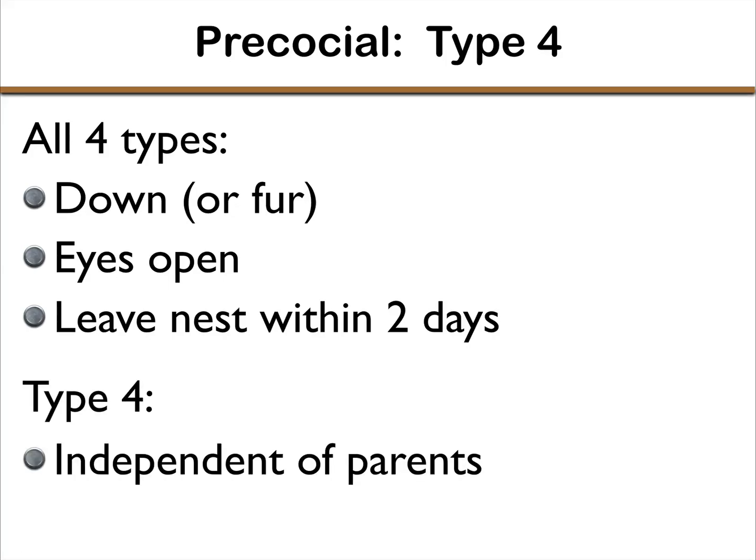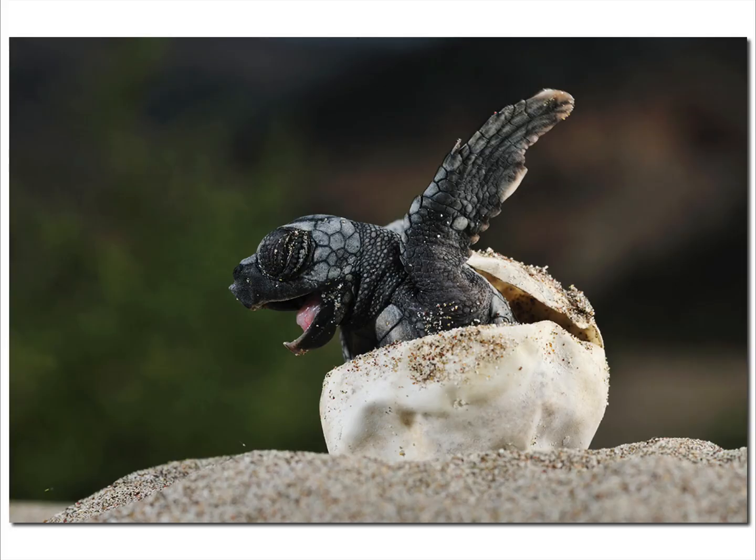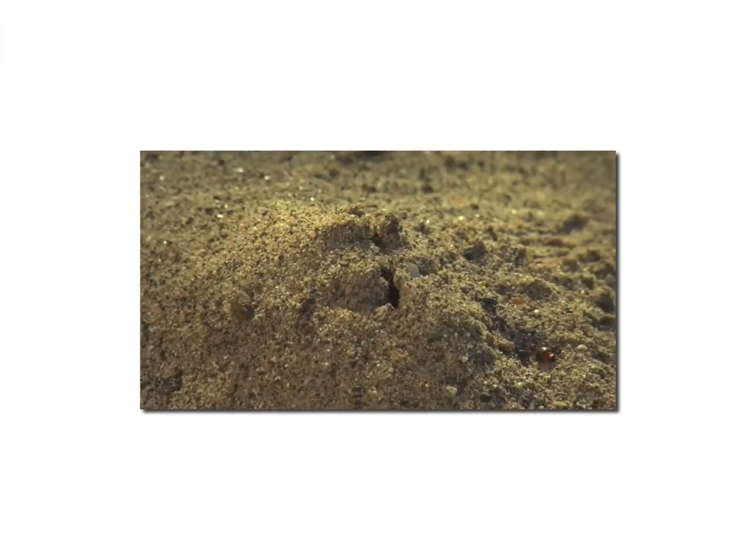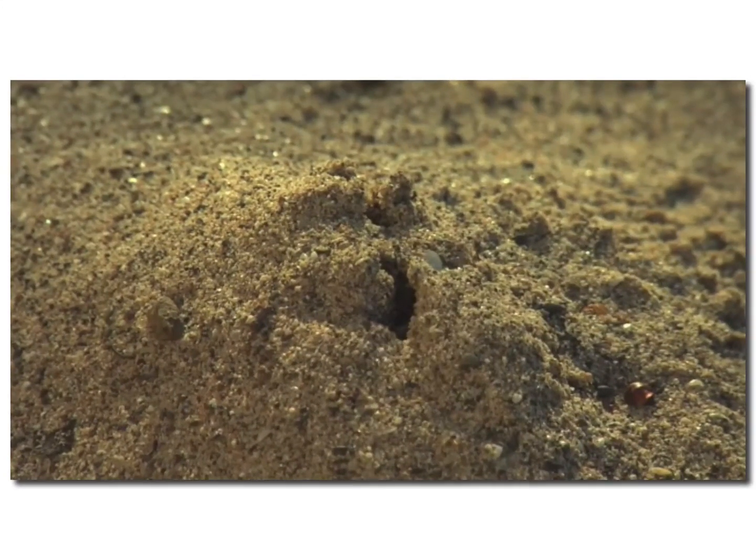Finally, type 4. They are absolutely independent of their parents. These guys are on their own at the time of birth or hatching. And in most cases, the parents are nowhere to be found. So, here's a reptile. We can fit turtles into this category, where the eggs are laid in the beach under the sand, the parents are out of there, and then the turtles dig themselves out, like we see here.